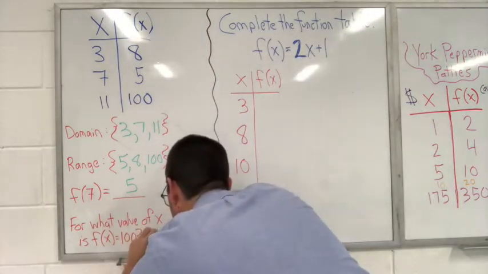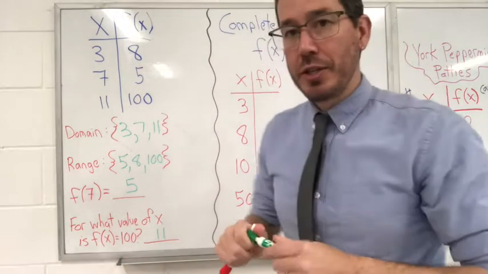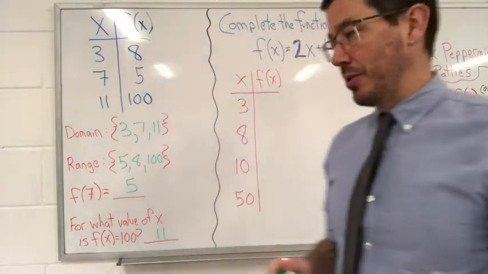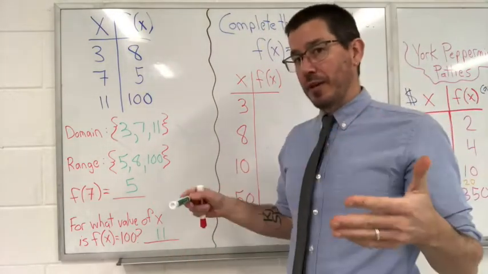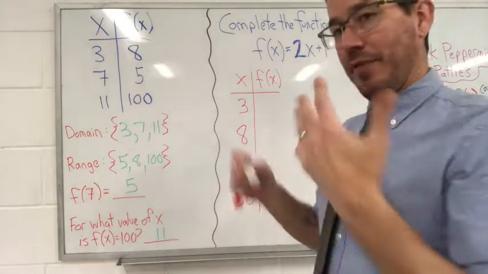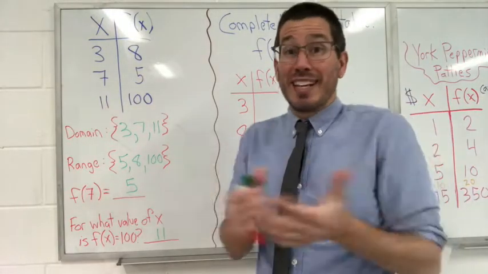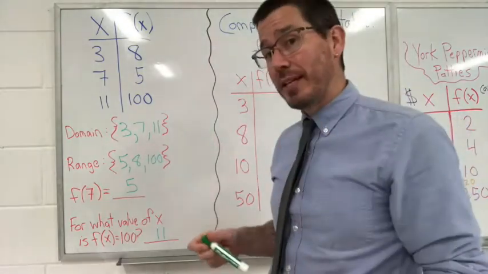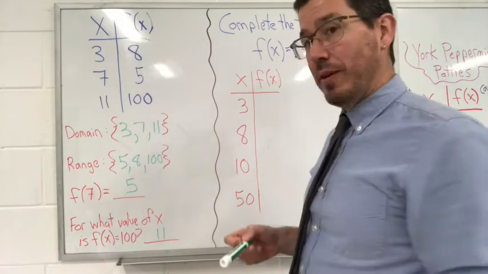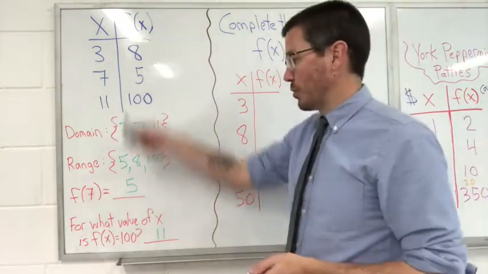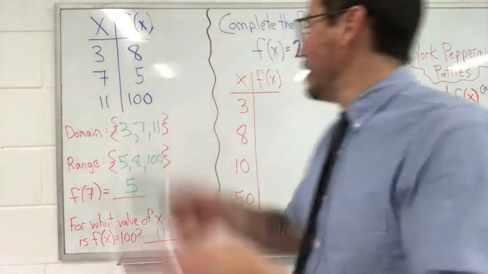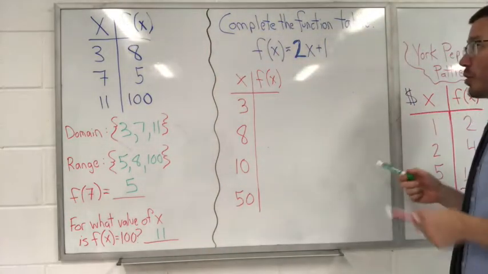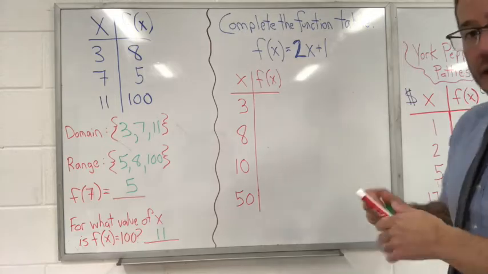All right? So 4 simple questions: domain, range, f of 7 equals something, and then for what value of x is f of x something. Real quick, I could say, is this a function? It is a function because the x doesn't repeat. The domain doesn't repeat. So you can do some questions like that. No big deal.